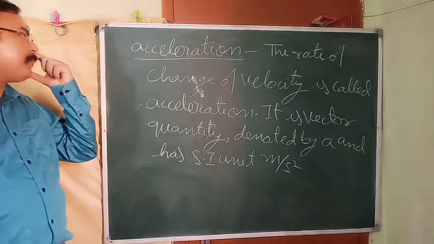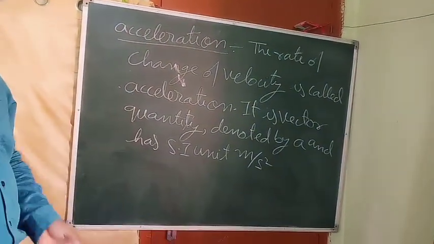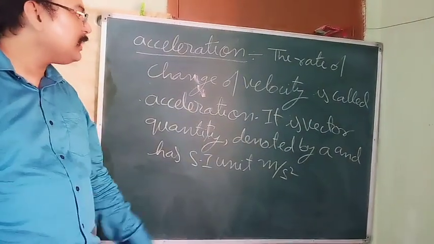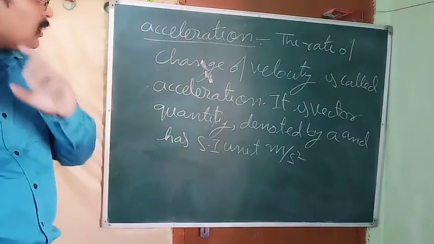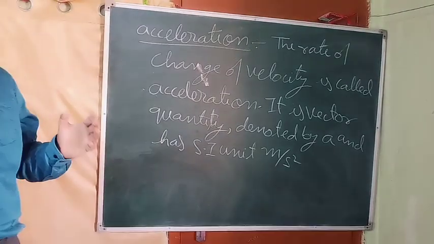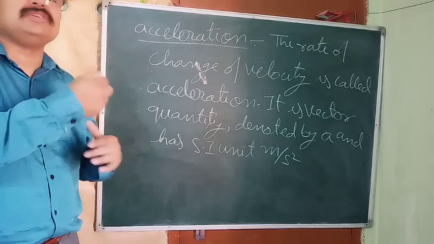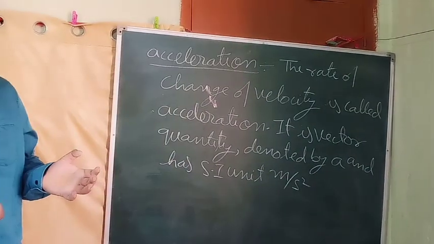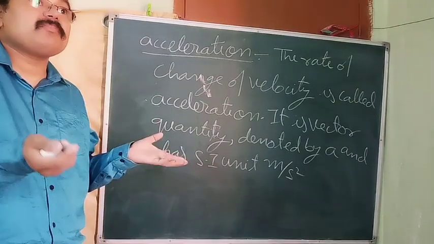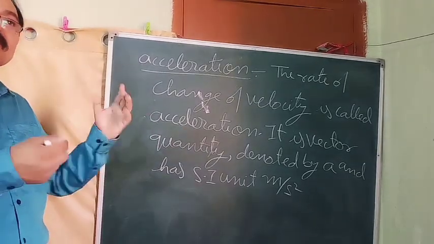So here the next topic is acceleration. How can we define acceleration? The rate of change of velocity is called acceleration. What is the meaning of rate of change of velocity? That means the pace with which the velocity is changing. That is called acceleration. Changing means it may be increasing or decreasing; we are not talking about which, whatever it is.